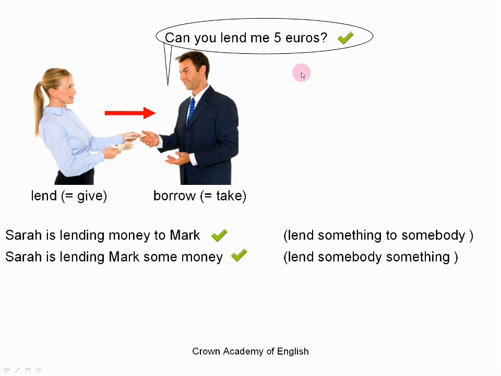And if we want to use the word lend in a question, this is how we would do it. The question is, can you lend me €5? Again, this is using the structure of the second one. Can you lend me? Me is the somebody, followed by something, the object, what you are wanting to borrow. Because it's a question, he's using the word lend because Sarah is doing the lending.